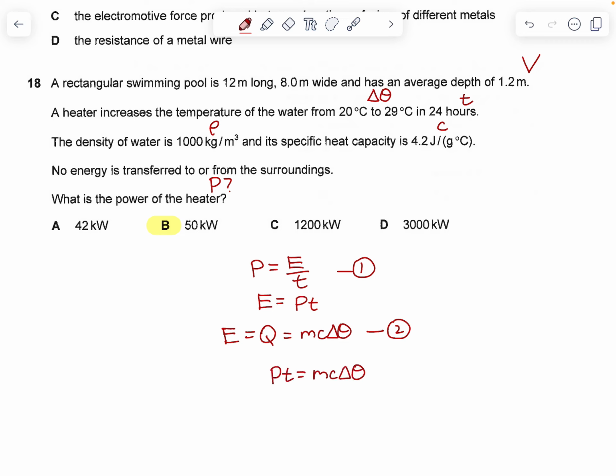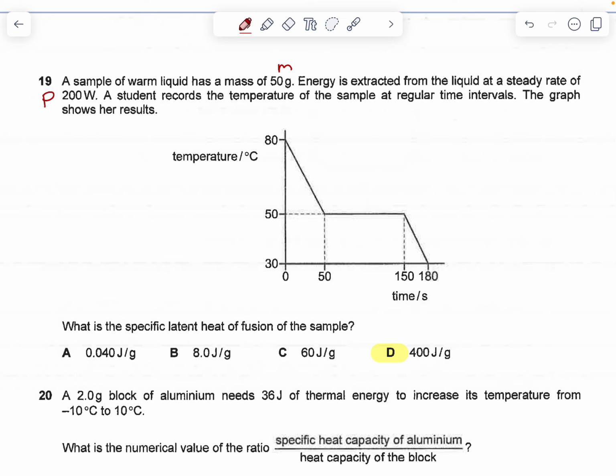Question 19. A sample of warm liquid has a mass of 50 grams. You put small m. The energy is transferred from the liquid at a steady rate of power, 200 watts. The student records the temperature at regular time intervals. The graph shows the results. So you can use the same equation as we had before. E equals PT, equation 1.